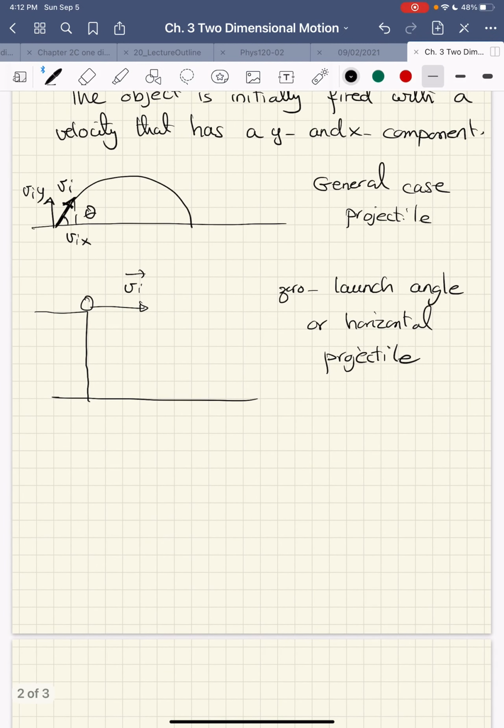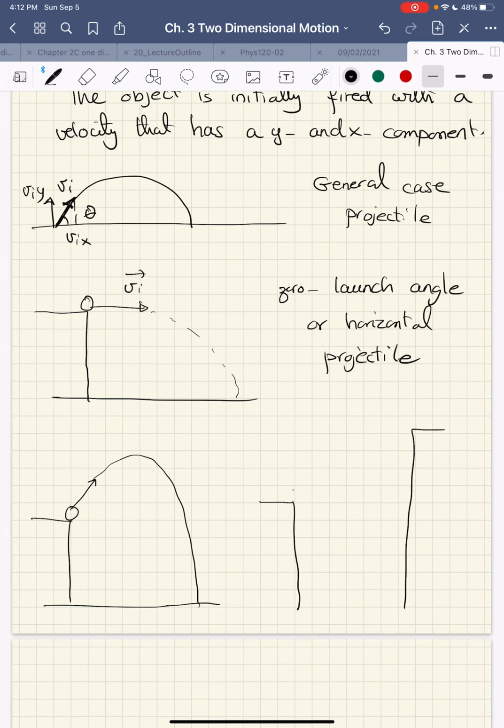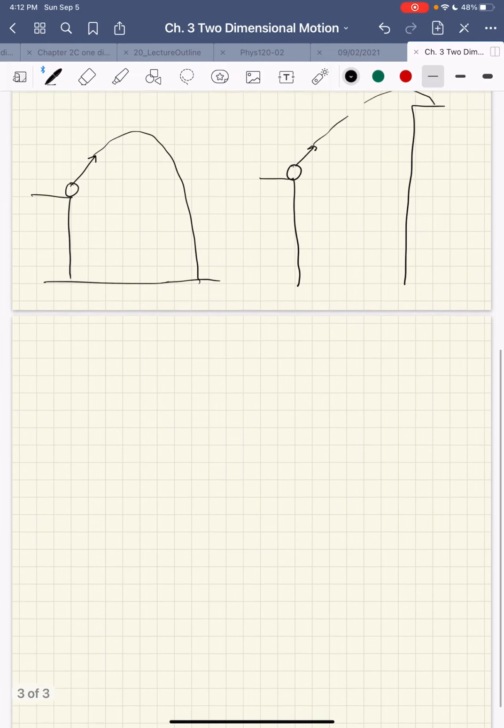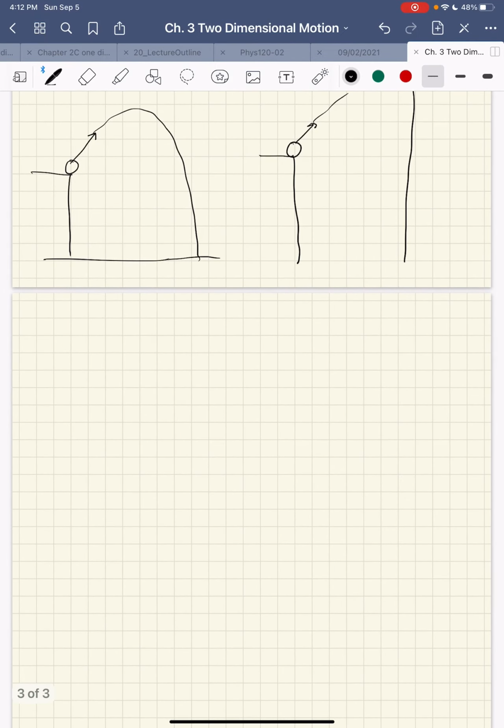Now, I want to maybe talk more about the motions, and of course, this object is going to take this path. You might have another situation where the object was fired like this. You might have a situation like this. We have so many scenarios here. All of these, we call them projectile motion. Now, something that we need to know is that there are two motions here. One of them, we call it horizontal motion.